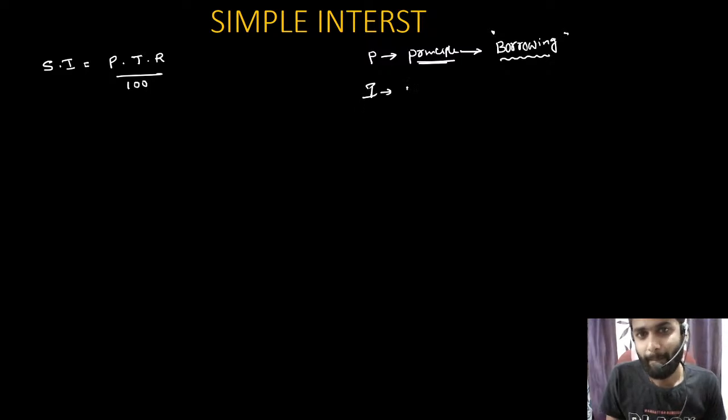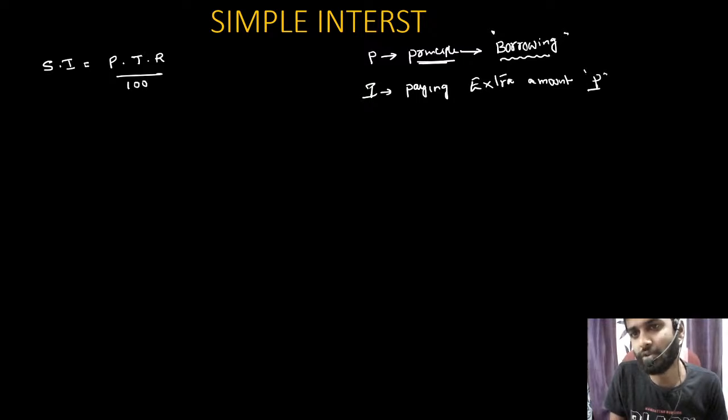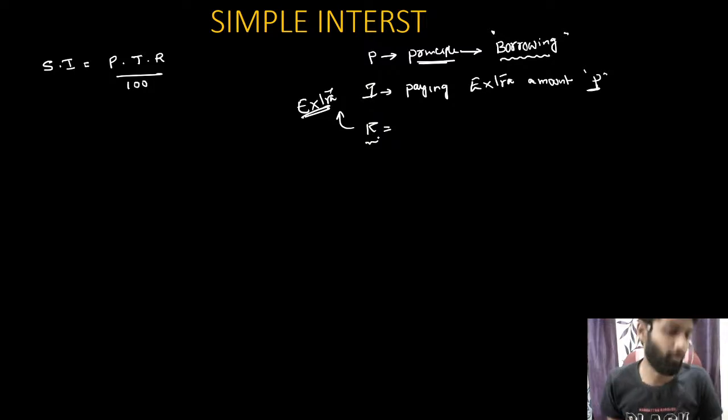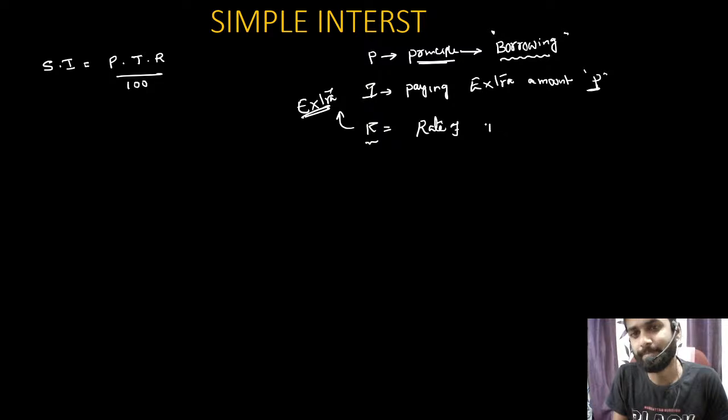Interest means paying an extra amount to that principal. Paying an extra amount to that principal is exactly defined as simple interest. Principal means borrowed amount, and interest means paying extra amount on that principal. And how much extra we need to pay, the term that decides it is the value of R. So R can be defined as rate of interest.